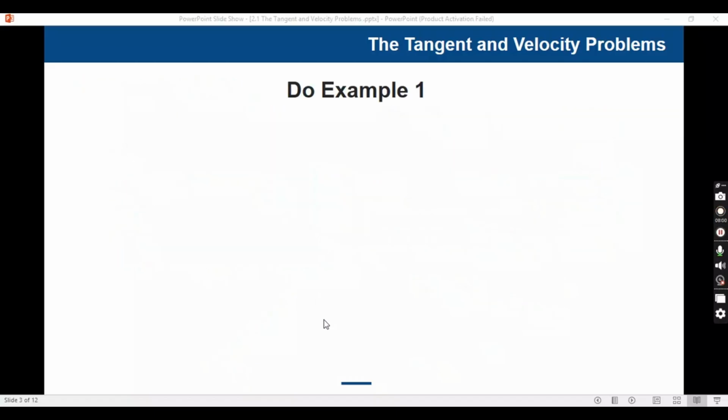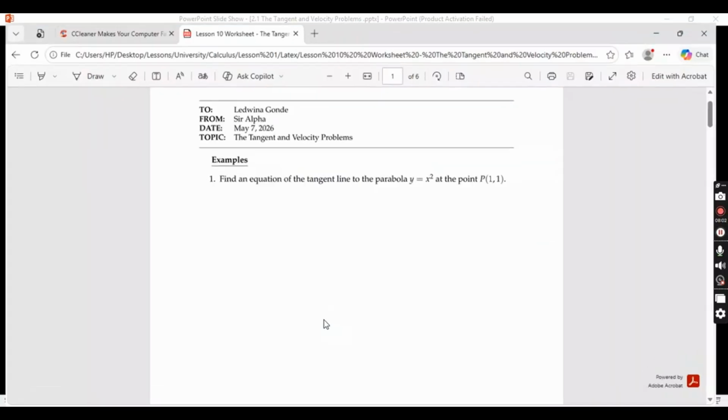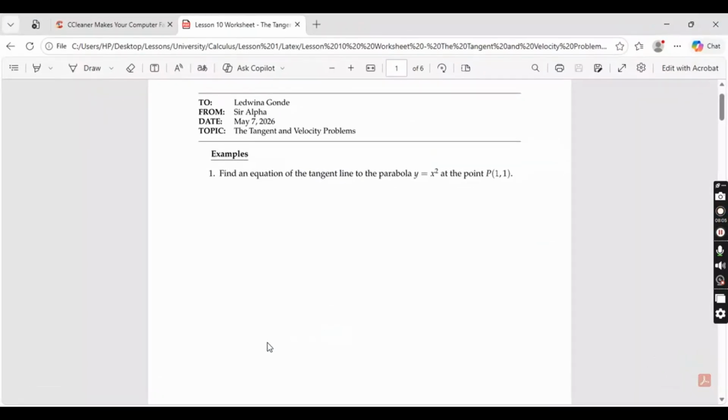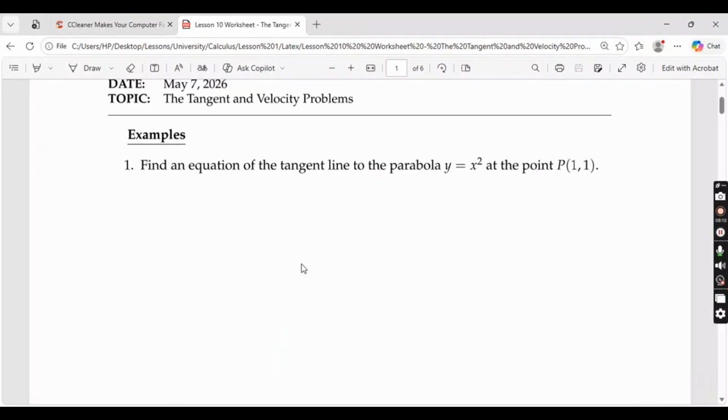So we have to do example 1. What does example 1 tell us to do? It says find an equation of the tangent line to the parabola y = x^2 at the point (1, 1). The equation of the tangent line to the parabola y = x^2. Do you have any idea?